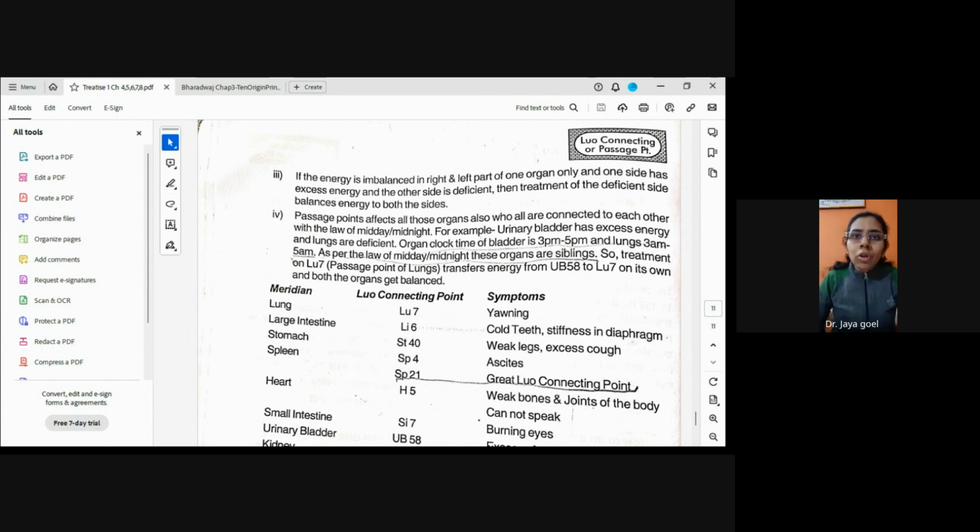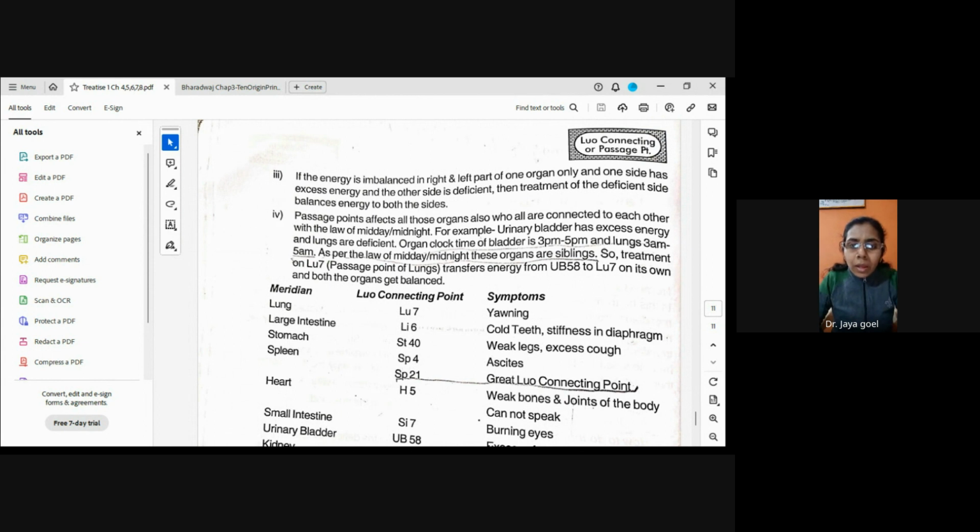And it is also helping the balancing of right and left. It means if the right side energy is higher and the left side energy is less, then the left side can take energy from the right side, so it can help in the balancing of both sides of the same meridian.